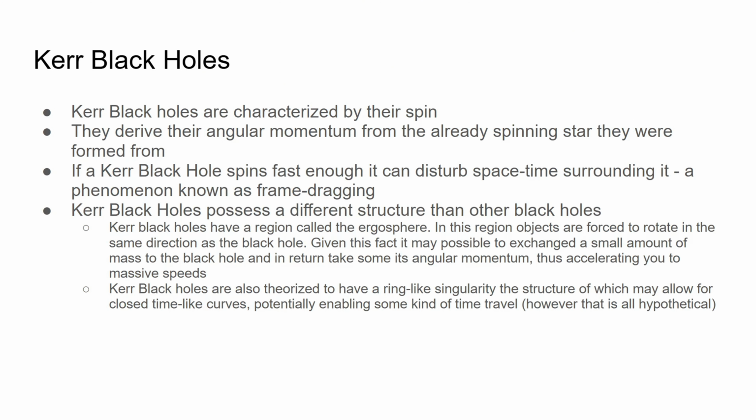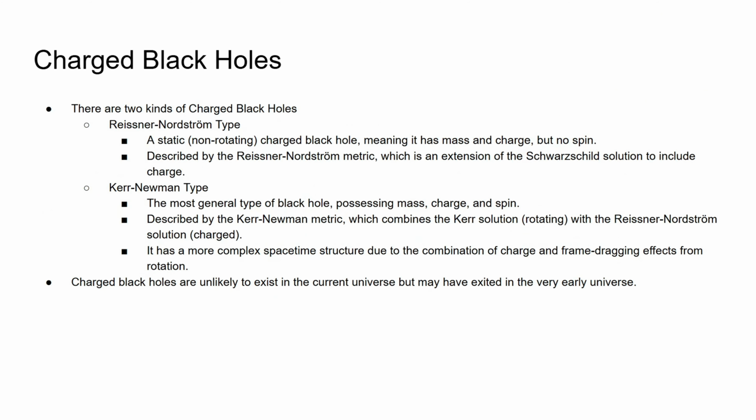And then the final thing is, and this is really weird, Kerr black holes are theorized to have a ring-like singularity, which is strange because a singularity is already a one-dimensional point of infinite density. So you have to make it into a one-dimensional ring of infinite density. It's very strange. We're not really sure what's going on down there. It's all hypothetical. And then the final type is charged black holes.